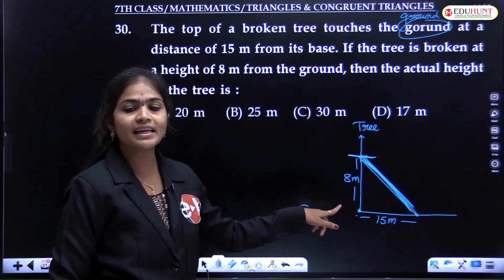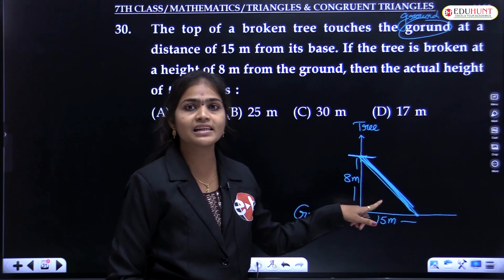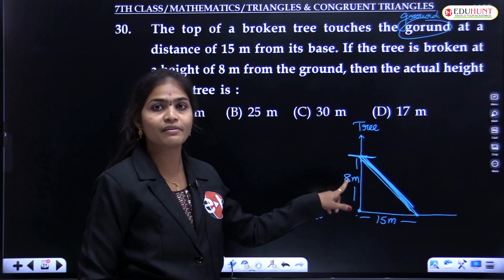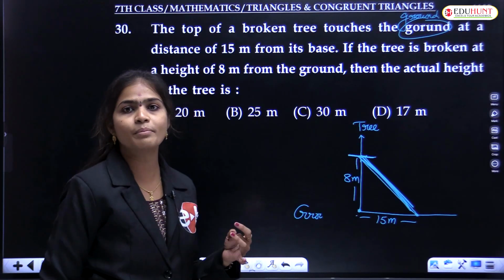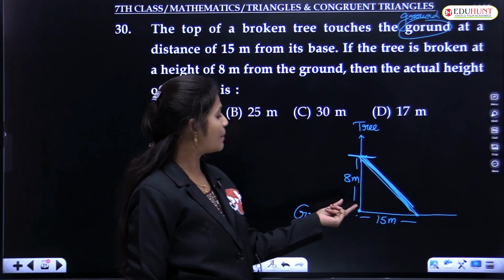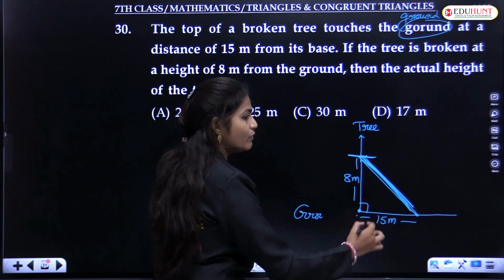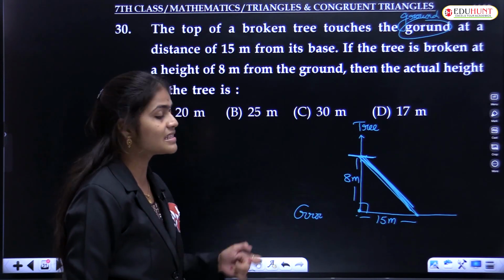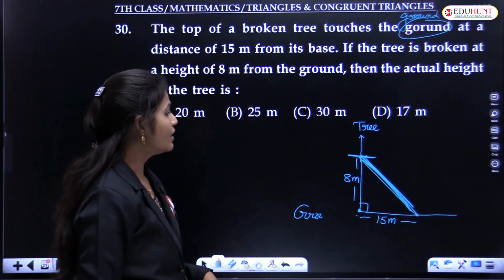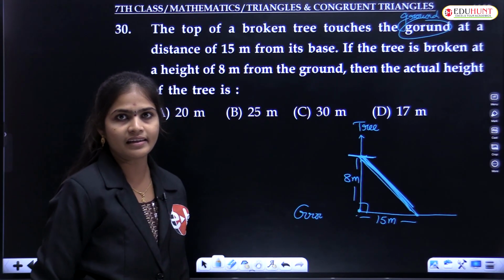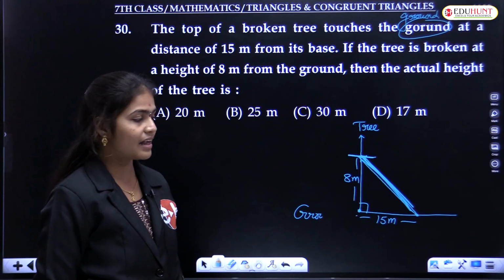Okay, so here we can observe a triangle. What is the triangle? Children, if you know which type of triangle this is, just comment in the comment section. Which type of triangle can we observe here? Yes, the tree is standing on the ground, so take it as 90 degrees. So here we can observe that this is a right angle triangle.